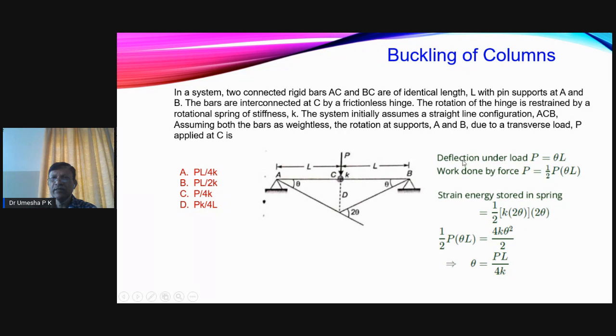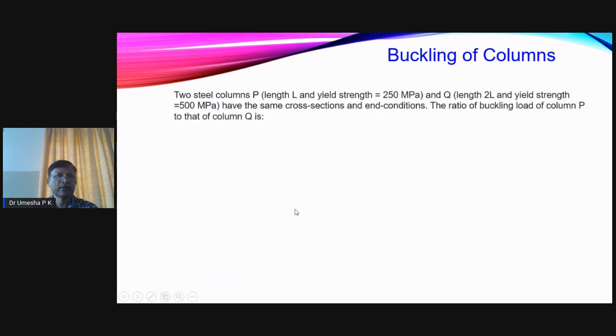So equating the work done to the strain energy, we can calculate theta. That's what they want to know: the rotation at the supports A and B due to the transverse load P at C. So the first option will be the correct one, PL by 4K. So we'll take another example.